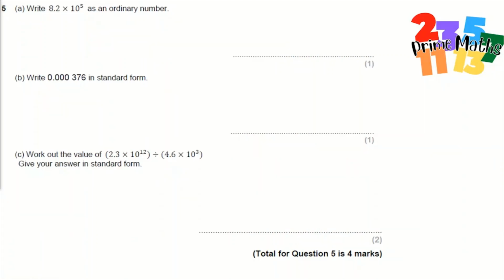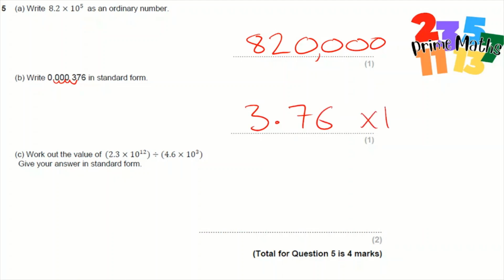The next question is on standard form. Write 8.2 times 10 to the 5 as an ordinary number. This is multiplying 8.2 by 10 5 times. 1, 2, 3, 4, 5. Changing this into standard form, we'd go 1, 2, 3, 4 backwards, so 3.76 times 10 to the minus 4.